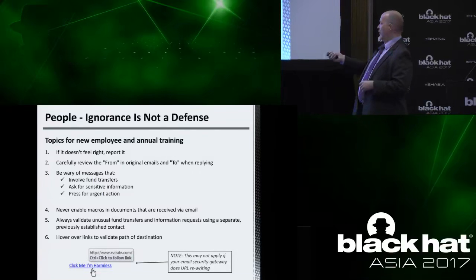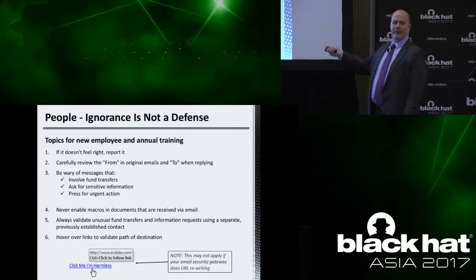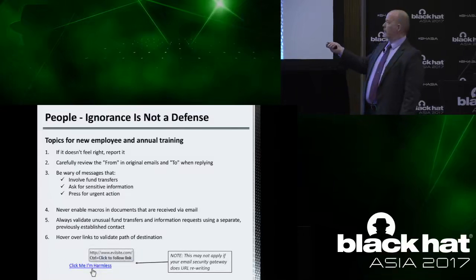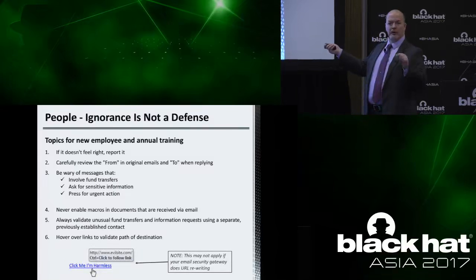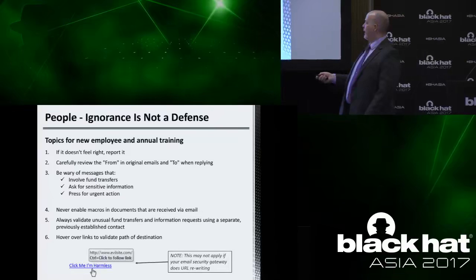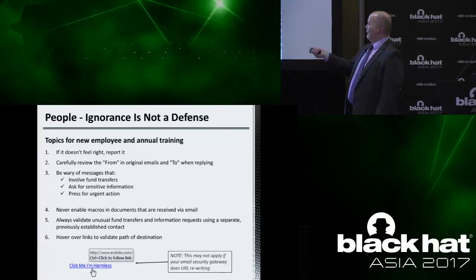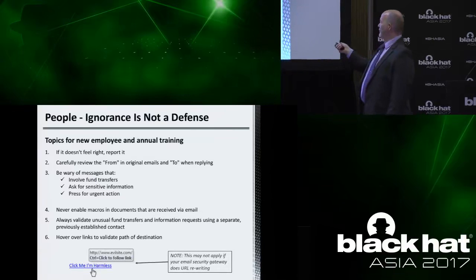So the other thing, this is more going back to the compromising of endpoints: never tell your users, maybe install little electrodes that shock them if they try and open up a document and enable the macros. No, bad employee. Don't do that. Also, unusual fund transfers, information requests, previously established contact.